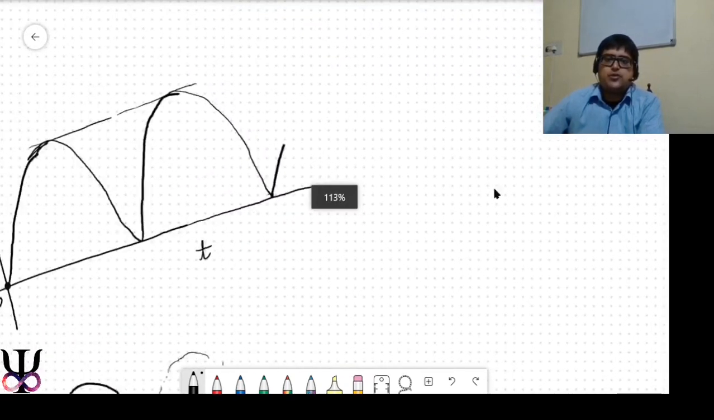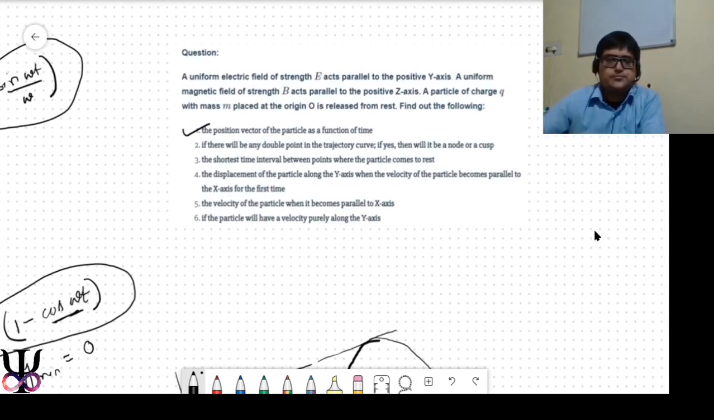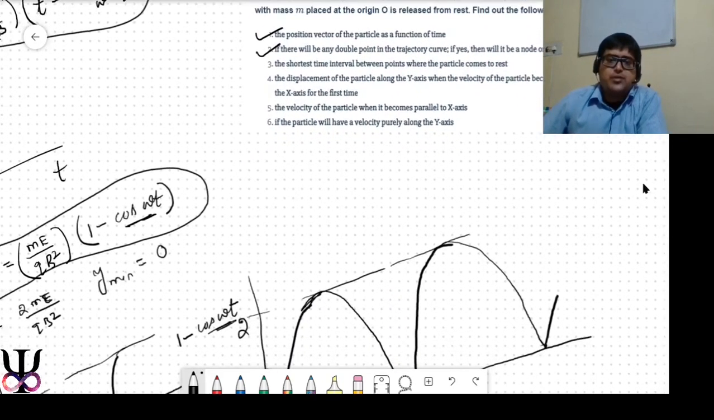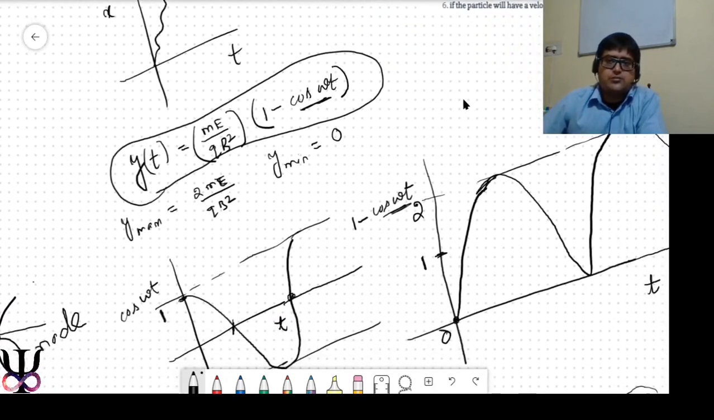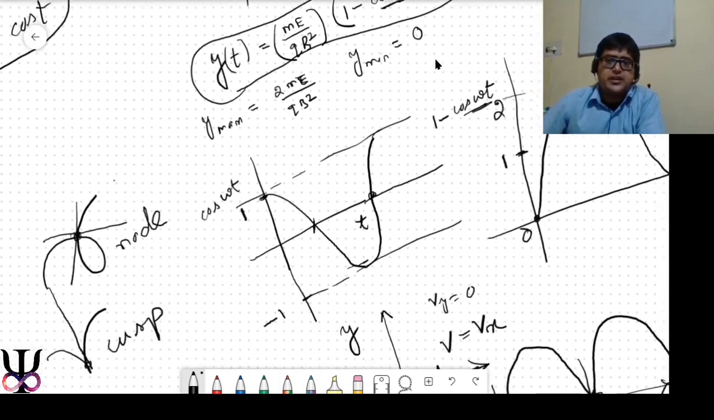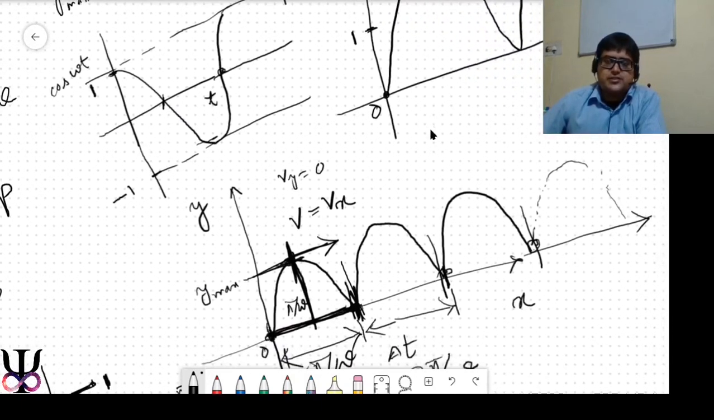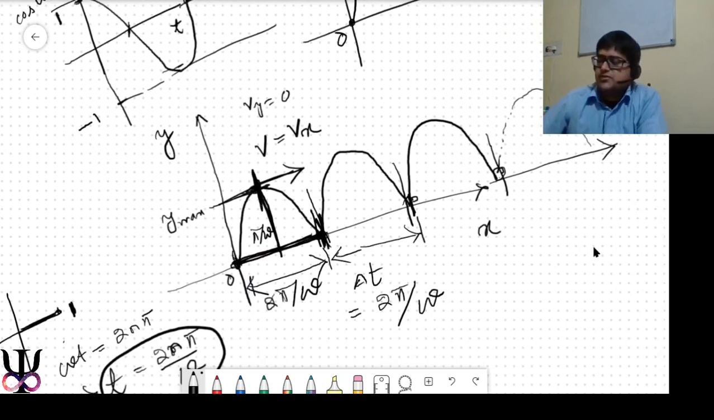So now let's move on to the third part. It says the shortest time interval between points where the particle comes to rest. As we know, it's a conservative field for electric E. The electric field is conservative here, and the magnetic field does not do any work. That means you can also take it as conservative. Usually the magnetic field is not conservative, but here it is. So if the particle is at rest here, it is again coming back to rest here again.